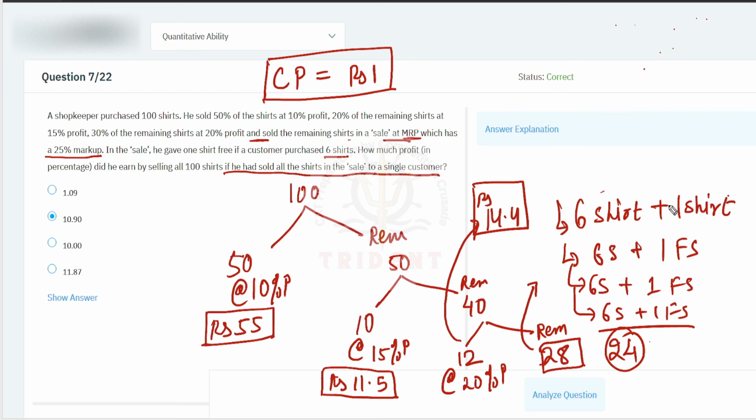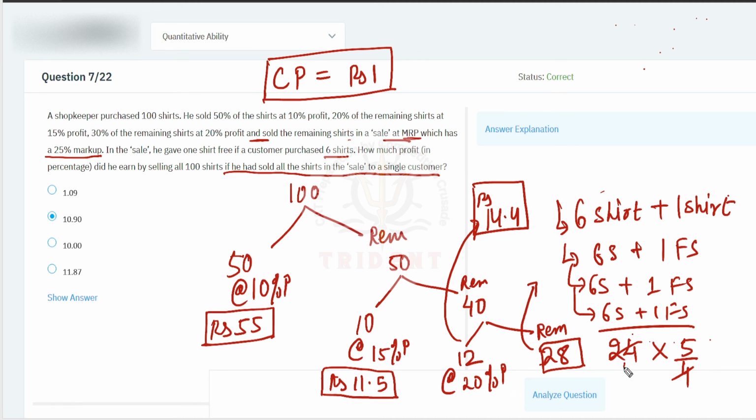Now these 24 shirts he will be getting at a price of, because the price has been marked up by 25%, so he's going to be charged 1.25 of this. At this point, if you're a little confident with your numbers, a 25% markup will also give me the multiplying factor of 5 upon 4, because 1 by 4 is 25%.